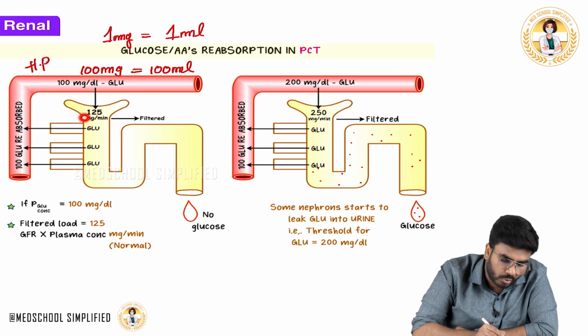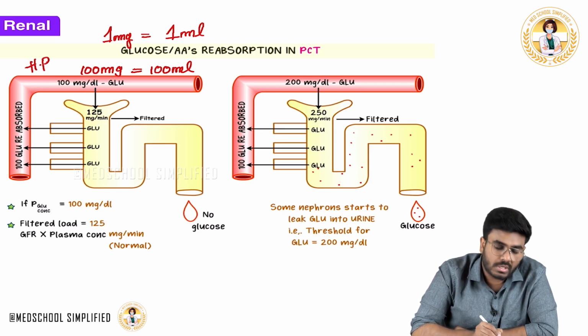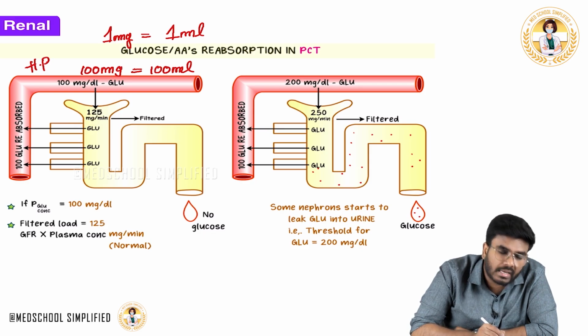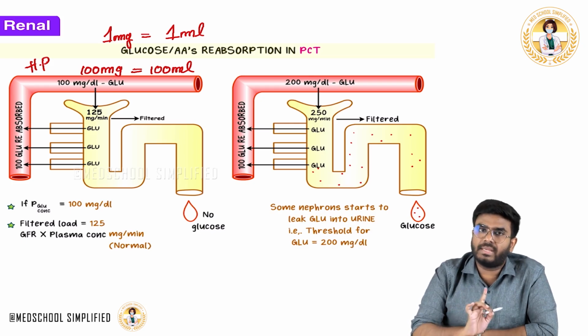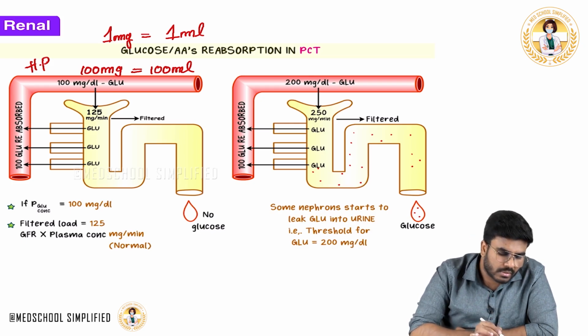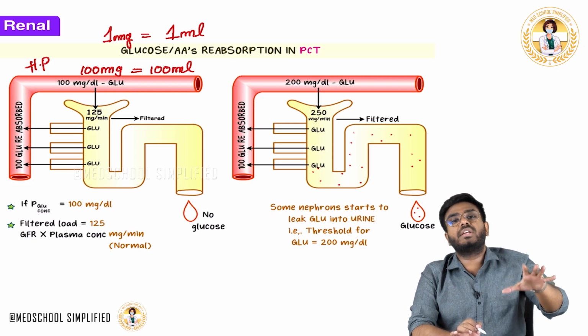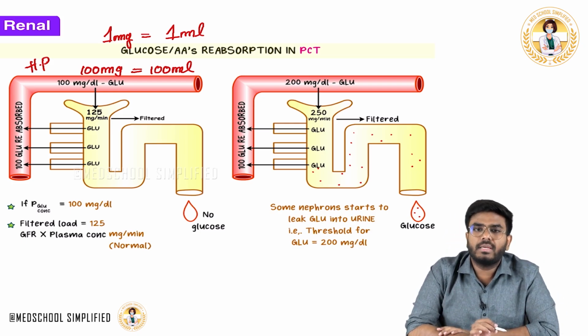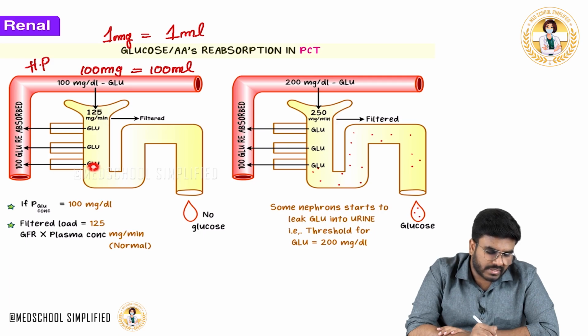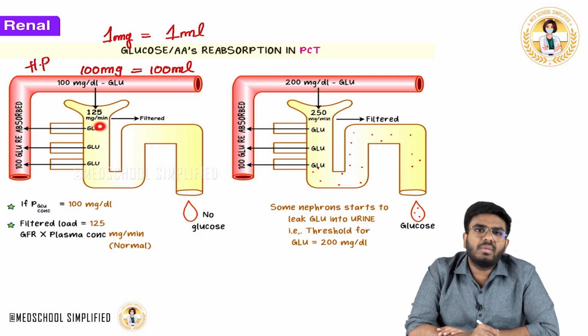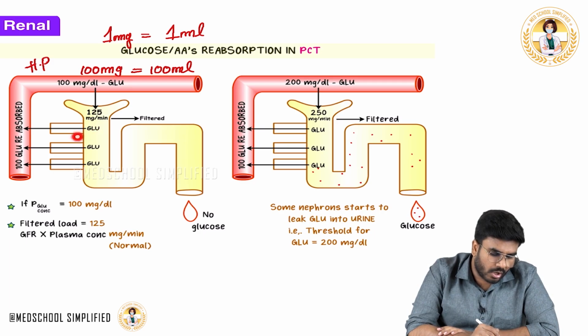Please concentrate: right now I am talking about the glucose. Here I have written everything about the glucose. So 125 milligrams of glucose will be filtered every minute in all the nephrons collectively. I am not talking about one nephron. This 125 milligrams of glucose comes from the Bowman's capsule to the proximal convoluted tubule. Now in the proximal convoluted tubule, 100% of the glucose will be reabsorbed.